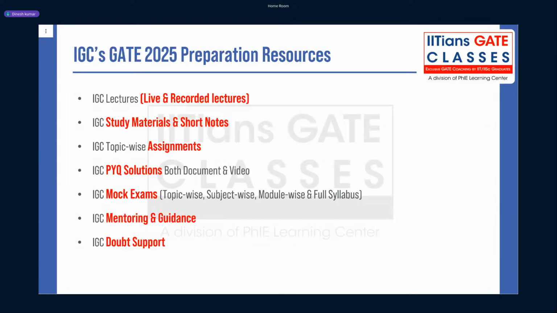And what are the best resources for GATE 2025 preparation? IGC is a top-notch institute in India for GATE Aerospace Engineering. We provide live and recorded lectures. If you want to follow materials, IGC study materials and short notes are among the best. There are IGC topic-wise assignments and IGC PYQ solutions, both in document and video format. We have provided all 17 years of PYQ solutions in video format on our YouTube channel.